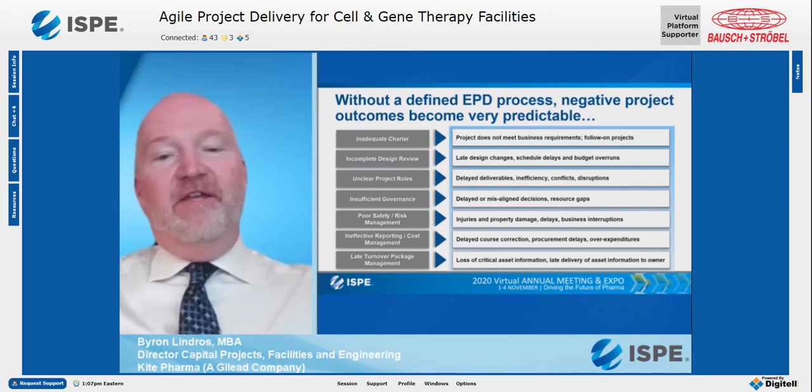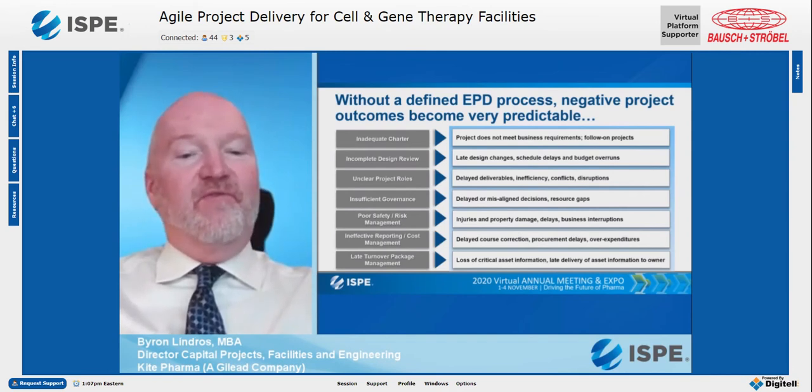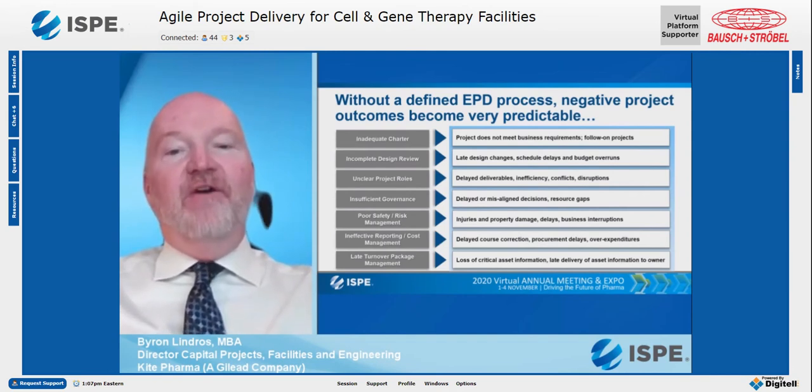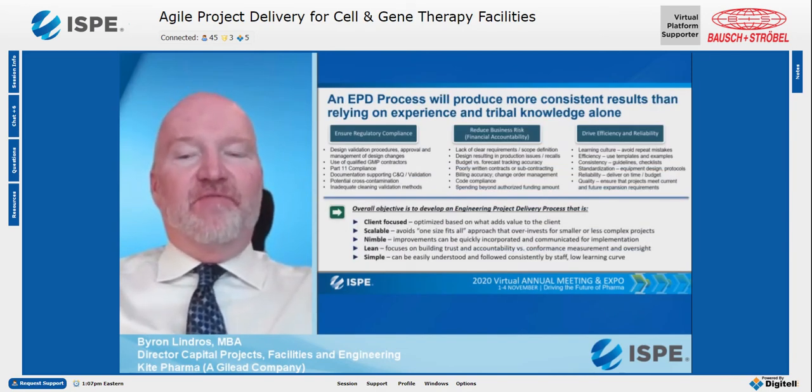And then there are any number of issues that erode client confidence, such as having safety issues, inflicting property damage, incomplete or inaccurate turnover information. All of those things have occurred on our projects over the years. And what we try to do is develop processes and tools that really target those things without becoming overly burdensome. So in summary, we would argue that over the course of many projects, a defined EPD process will produce much more consistent results than relying on experience and tribal knowledge alone.